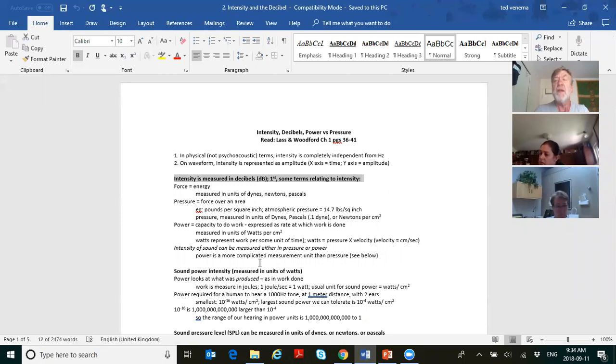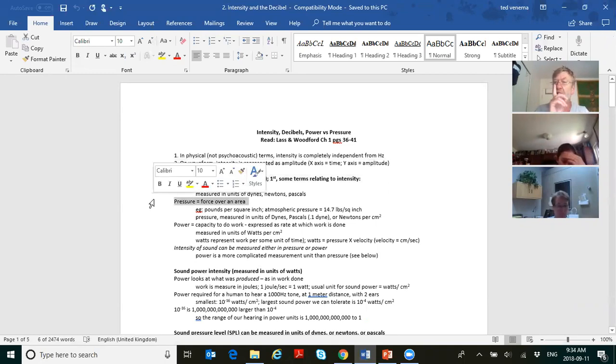Here we go. And I'll say again, FNO, freak not out. Check this out. Force equals energy, and it's measured in units of dynes or newtons or pascals. Those are units of force. When you look at pressure, this is very important. Put a star by this one. Pressure is force over an area.